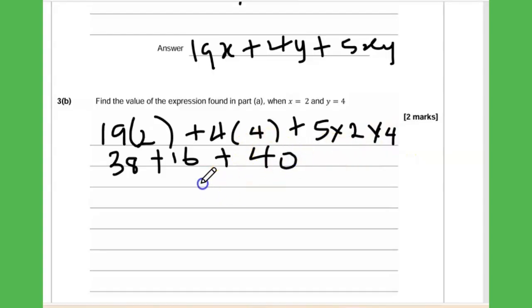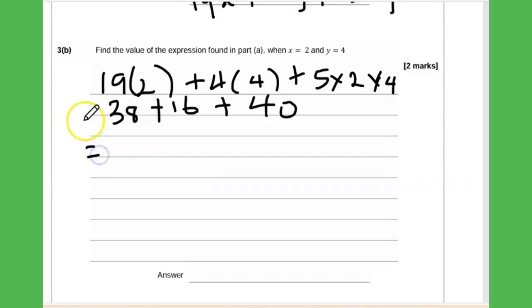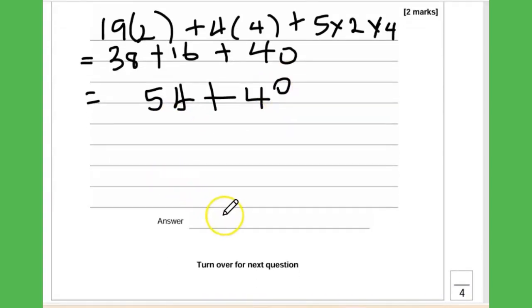So we can add all of this. If we add now, what are we going to have? 38 plus 16, 8 plus 6 is 14, then we move 1 to here, we're going to have 2, and that will be 54. Plus 40. So all together, what I'm going to have, that will produce what? 94. And that is our final answer.